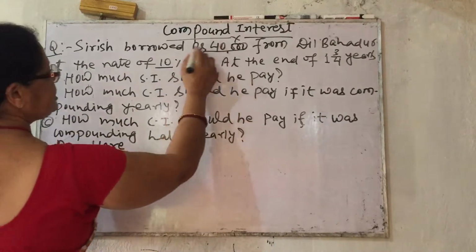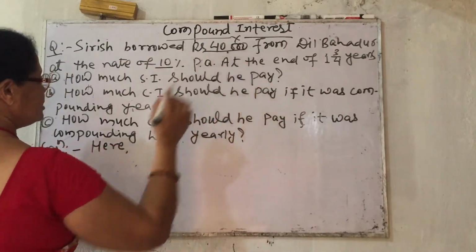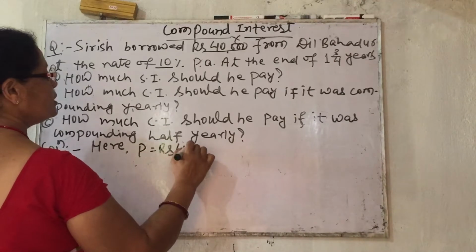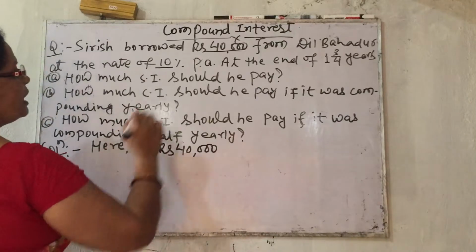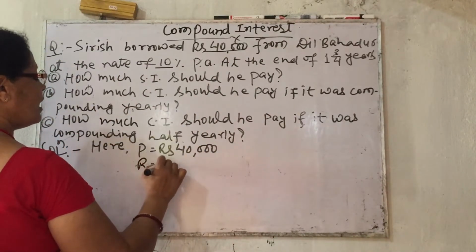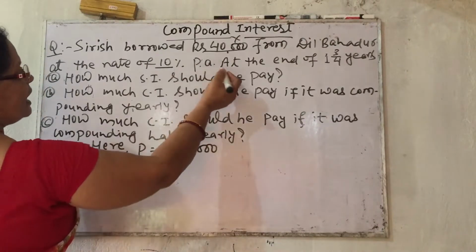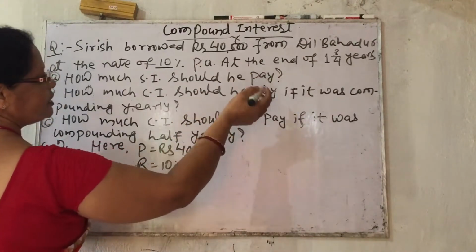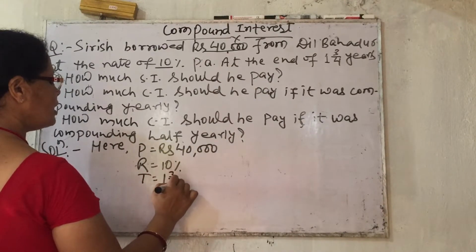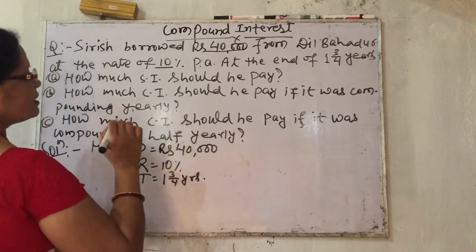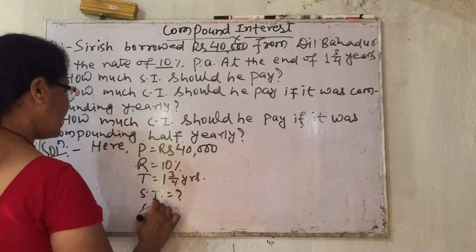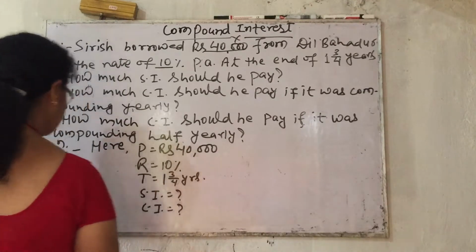Here in compound interest we have Series borrowed rupees 40,000, means it is P. P equal to how much? Rupees 40,000 from Dil Bahadur at the rate of 10%, that is R. R equal to 10% per annum at the end of 1 3/4 years, that is T. T equal to 1 3/4 years. Then simple interest we have to find out and compound interest we have to find out.